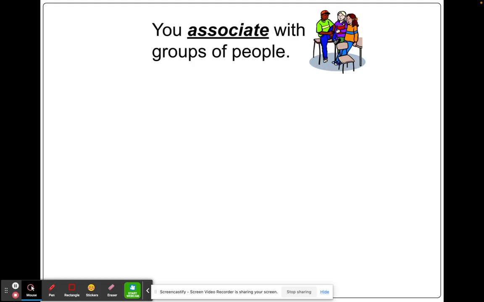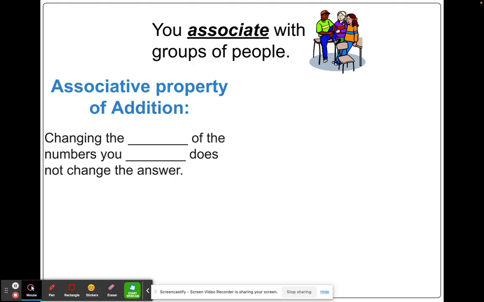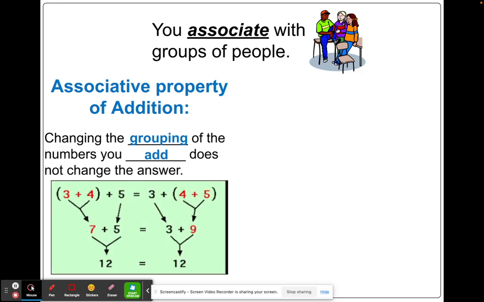When you associate with someone, you're kind of talking groups of people. You associate with groups. So the associative property of addition says changing the grouping of numbers you add does not change the answer. Now notice these are all addition. 3 plus 4 in parentheses plus 5 is the same as 3 plus 4 plus 5. These all have to be addition in order for this to work for the associative property of addition. Notice when I change the grouping, I have 3 plus 4 is 7. 7 plus 5 is 12. Here I group the 4 and 5 together. 4 plus 5 is 9. I add my 3 and I get 12.